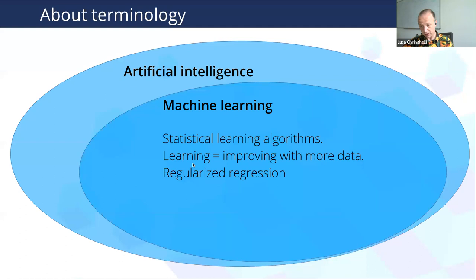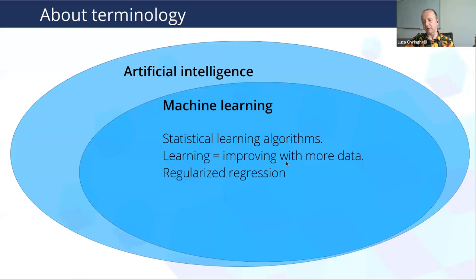Another kind of classification: as you see, I went back to the overall container and now I jump into machine learning. Machine learning is statistical learning, so it's an algorithm that performs statistical learning. That still doesn't say anything. The key point is learning. An algorithm is learning when it improves, so when it delivers a model that improves strictly monotonically with data. This is a very strict requirement.